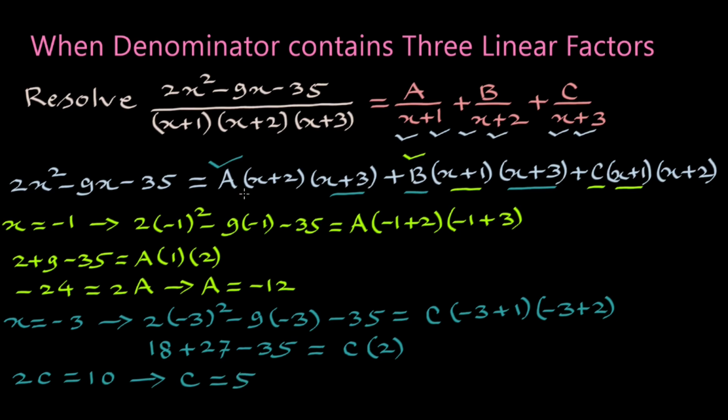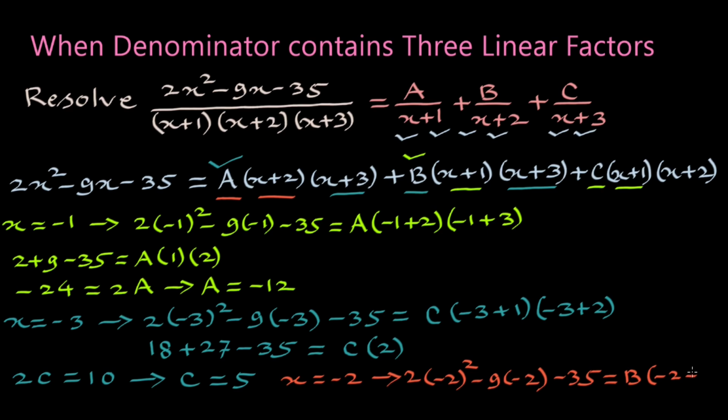Finally, to eliminate A, we will put x equals minus 2. So x equals minus 2 gives 2 into (minus 2) square minus 9 into (minus 2) minus 35 equals B into (minus 2 plus 1) into (minus 2 plus 3). Because of x equals minus 2, C will also get eliminated. So this will be 8 plus 18 minus 35 equals minus B. So this gives B equals 9.